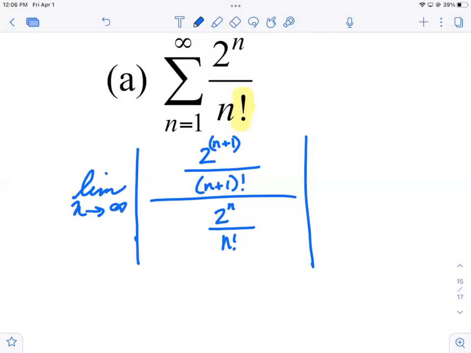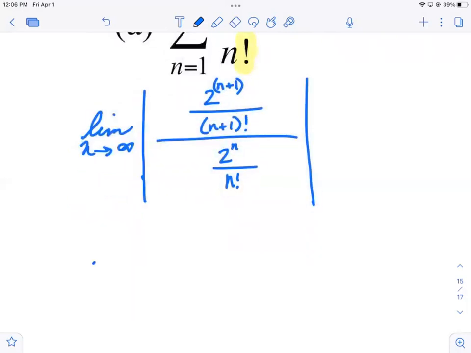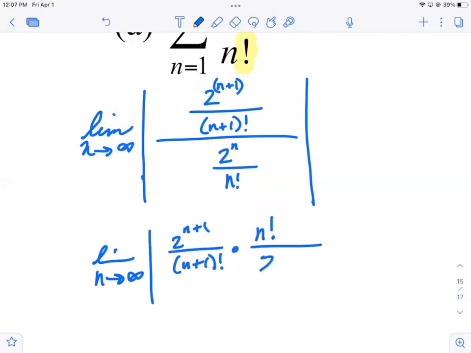Is everyone okay with that? How do we find the n plus first term? We just replace all of the n's with n plus 1. Okay. Now we set up a complex fraction. So state, change, flip. The limit as n goes to infinity of 2 to the n plus 1 all over n plus 1 factorial, times n factorial all over 2 to the n.